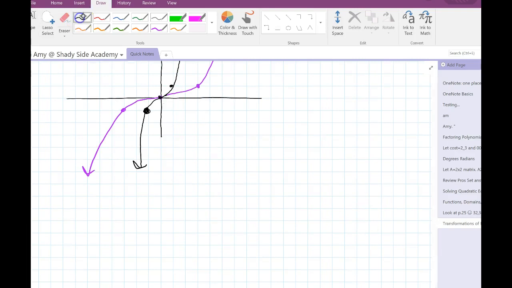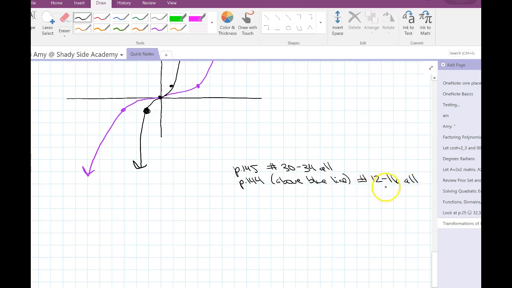Here is your homework. There are 3 parts. Number 1, you are to do page 145, numbers 30 through 34, all. Also on page 144, above that blue line in the center of the page, I'd like you to do 12 through 16, all. These questions ask you to find the domain of a function from a graph.